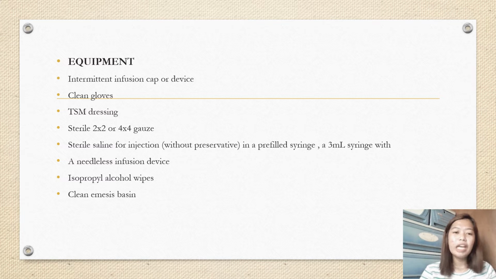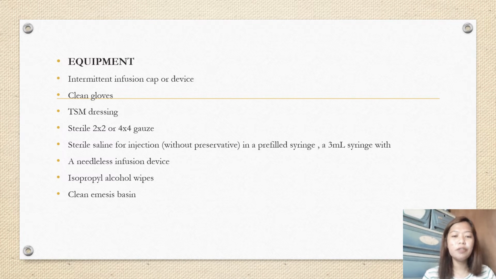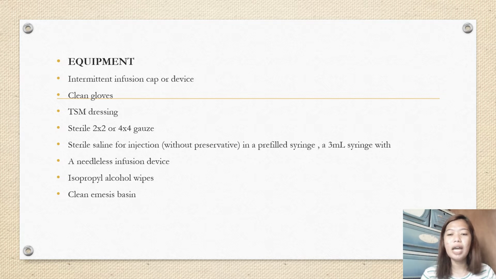Equipment: intermittent infusion cap or device, clean gloves, TSM dressing, sterile 2x2 or 4x4 gauze, sterile saline for injection without preservative in a prefilled syringe, a 3 ml syringe with a needleless infusion device, isopropyl alcohol wipes, and a clean emesis basin.